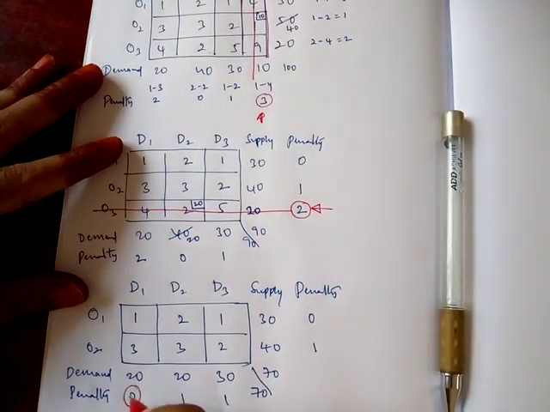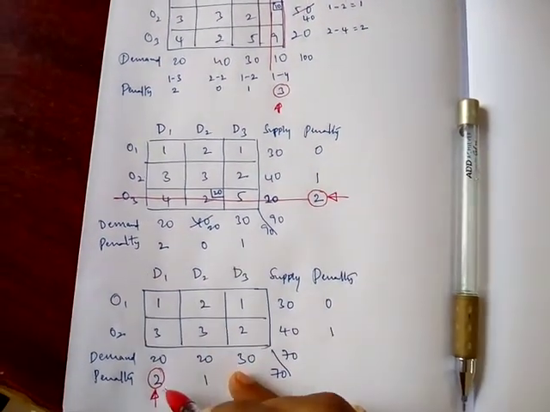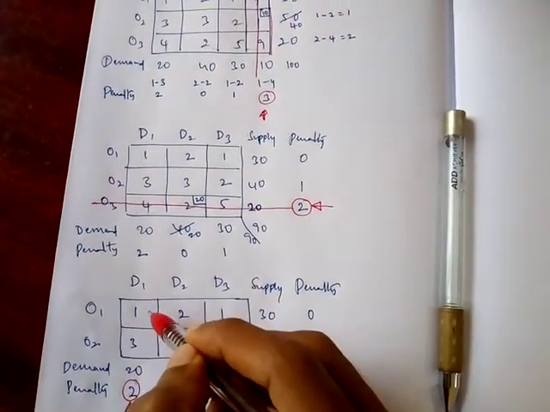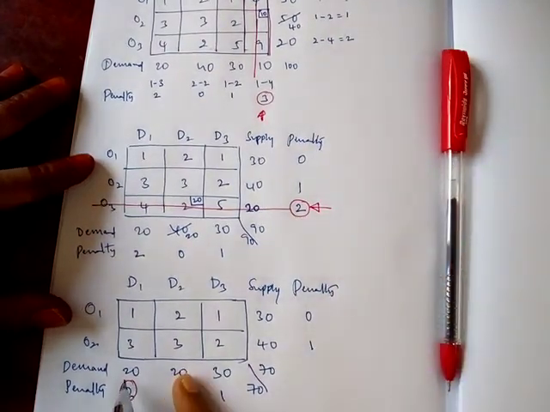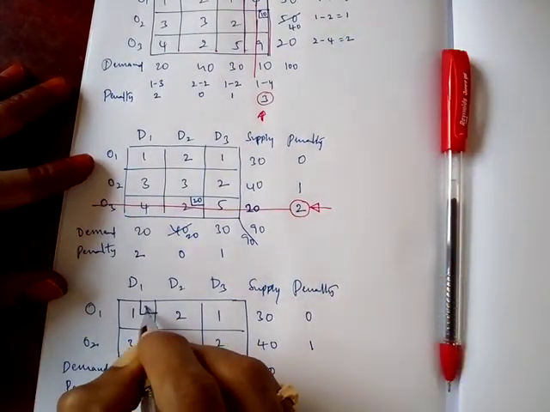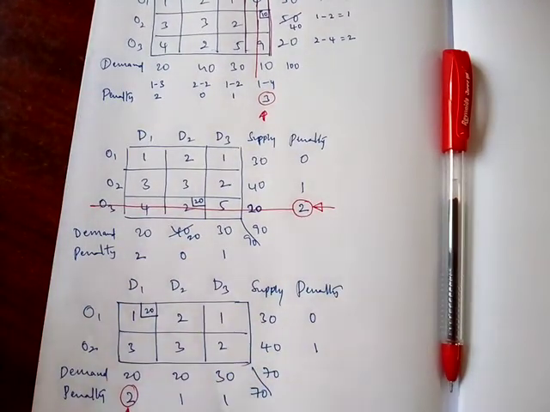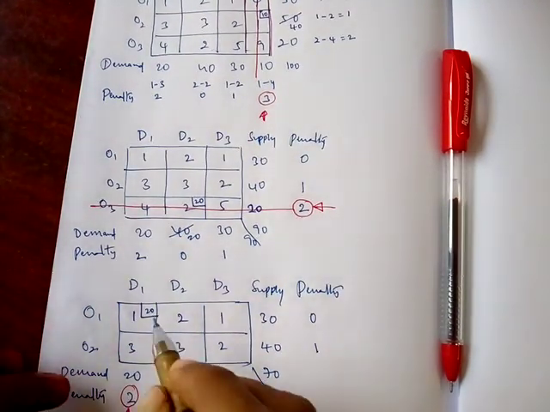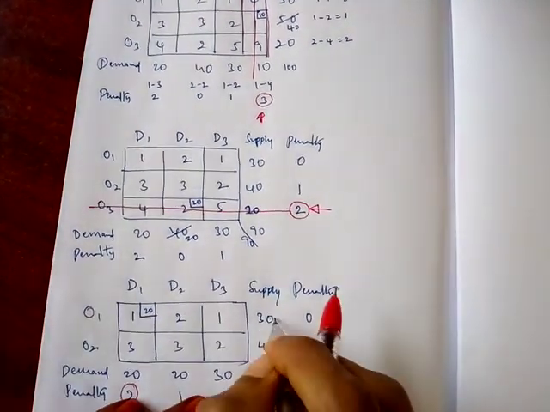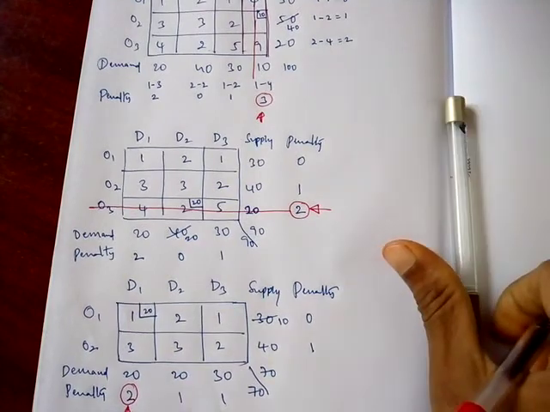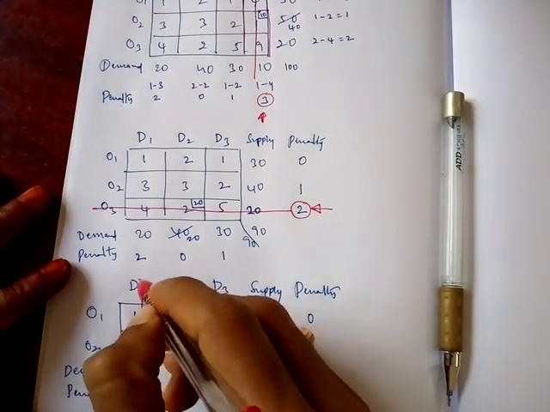Now allocation: highest penalty and least cost. The highest penalty is here, and the least cost is 1. How much can we allocate? 20, because D1 is demanding only 20. Of course O1 is supplying 30, but D1 does not require 30, it requires only 20, so 20 can be allotted here. Here 10 will remain. This will be cancelled.